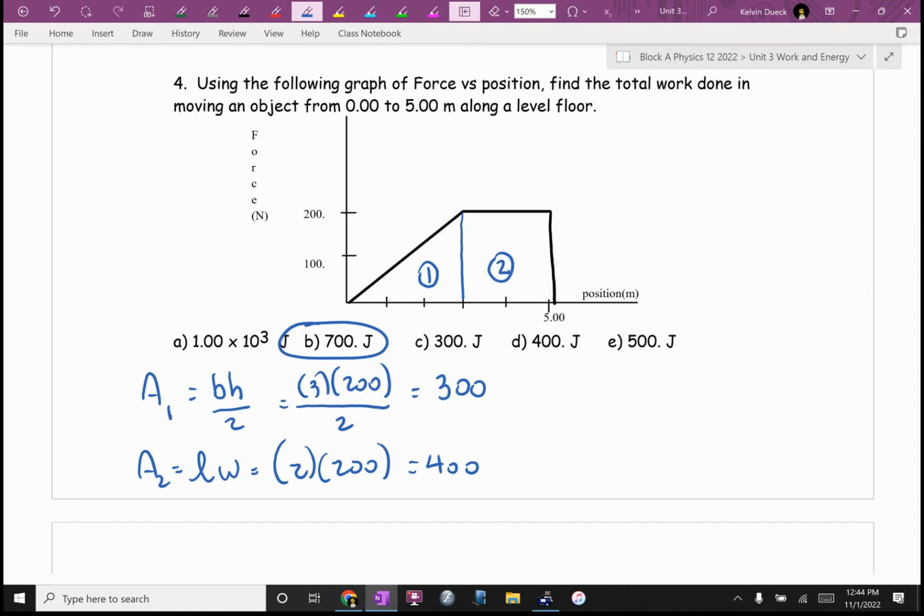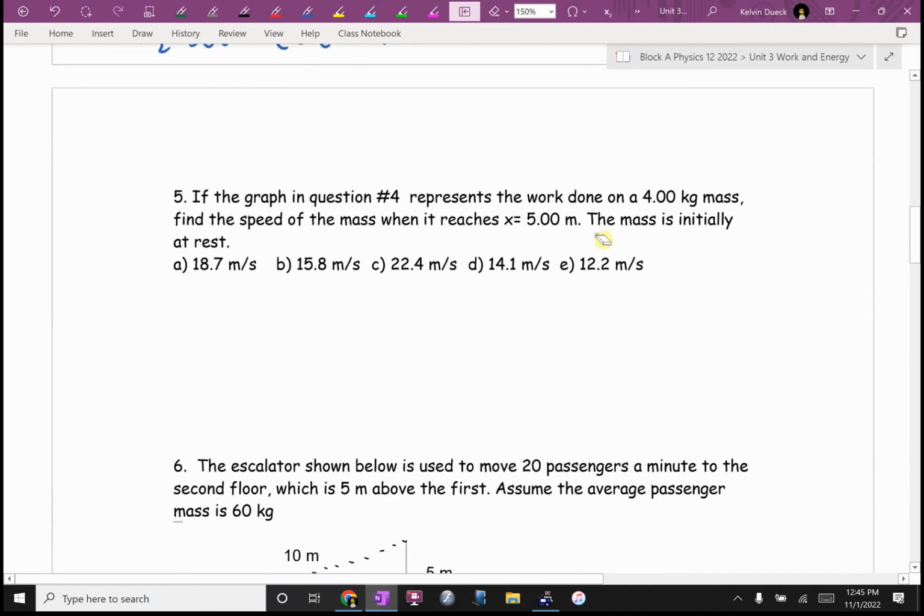So that's how much energy was poured into this object. Where did that energy go? Speeding the object up and heating up the floor. But if it's frictionless, also level floor, so none of it went into changing its height. If it's frictionless, all of the energy would have gone into kinetic, but maybe there's some friction. It says if the graph in question 4 represents the work done on a mass, find the speed when it reaches 5. The mass is initially at rest. I guess we'll assume no friction. So what we're really going to say here is work equals work.